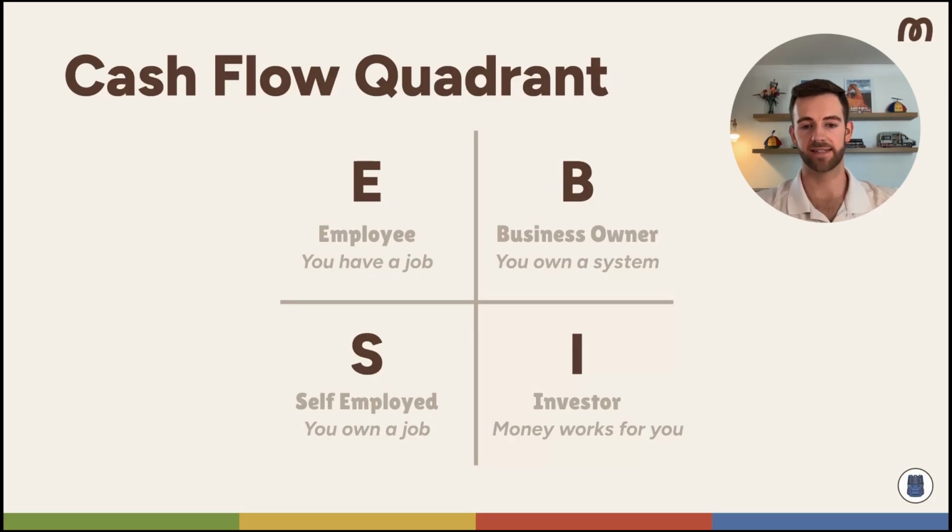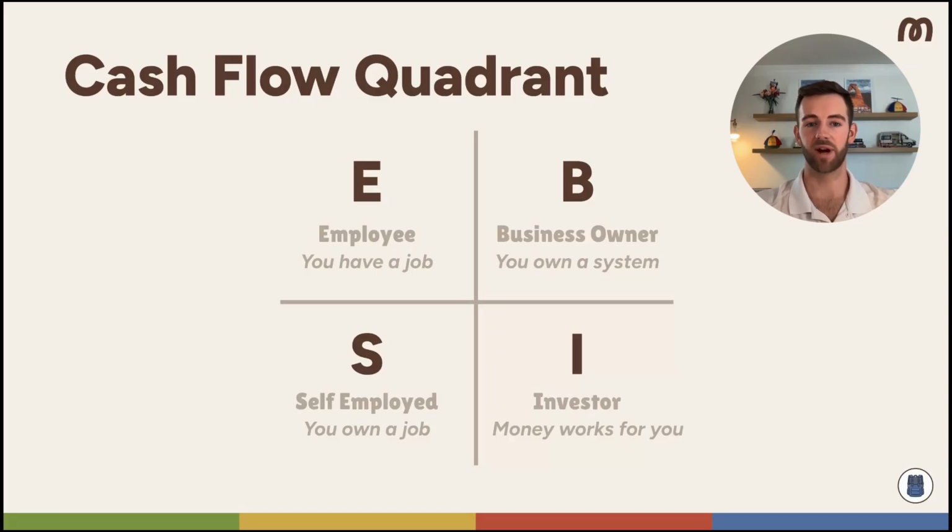Moving to the right-hand side, let's go to business owner in the top right. You actually own a system that generates income with or without you. And this system are people, processes, and technology that do the work for you. A true business owner can step away from the business for months at a time and come back to find that the business is still running. This is where you actually have leverage from being a business owner.